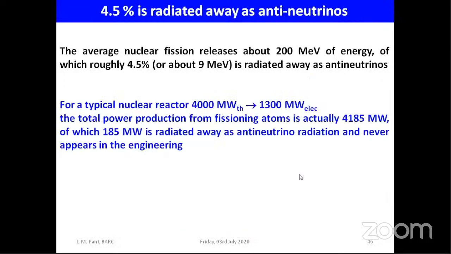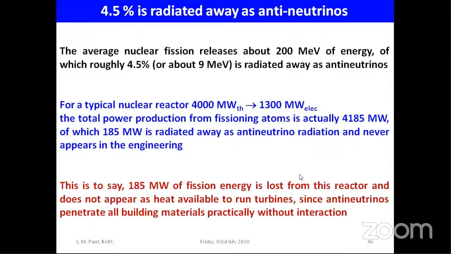The average nuclear fission releases about 200 MeV of energy, of which 4.5% is radiated away as anti-neutrinos. It means that if you have a typical nuclear power plant of 4,000 megawatt thermal, which with the efficiency correction translates to about 1,300 megawatt electrical, the total power production from the fissioning atoms is actually 4,185 megawatt, of which 185 megawatt is radiated away as anti-neutrino radiation and never appears in the engineering. That is to say, 185 megawatts of fission energy is lost from this reactor and does not appear as heat available to run turbines, since anti-neutrinos penetrate all building materials practically without interaction.